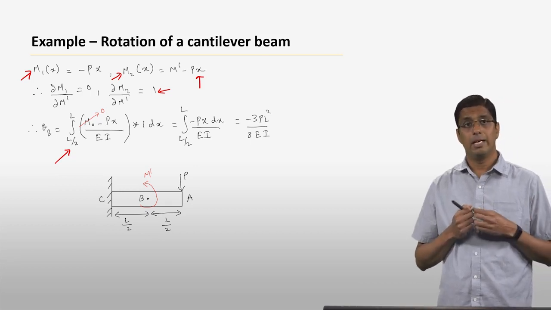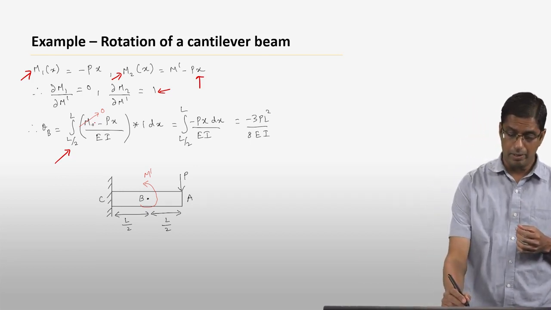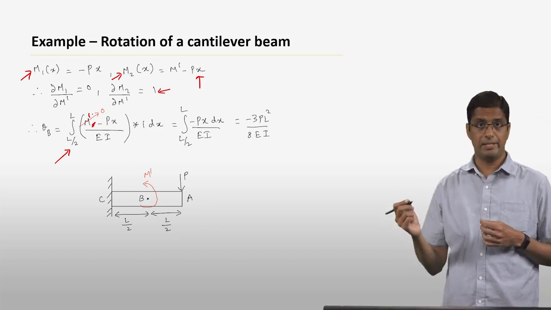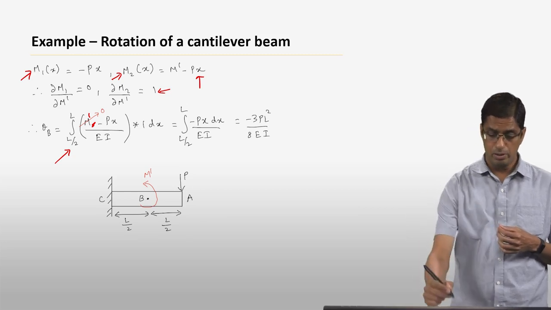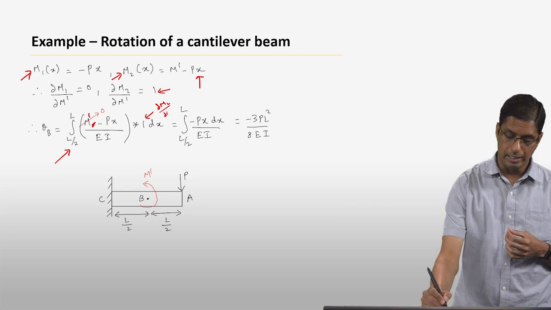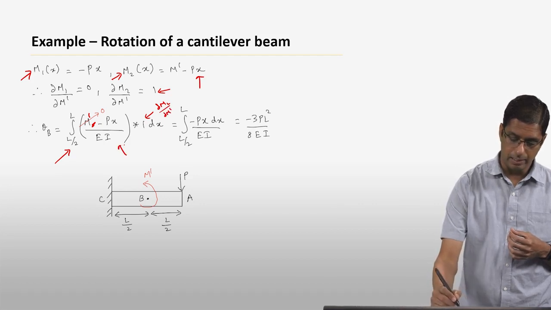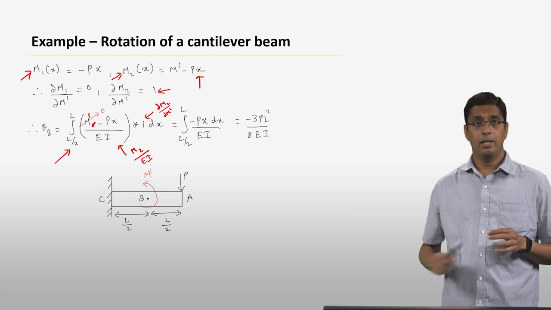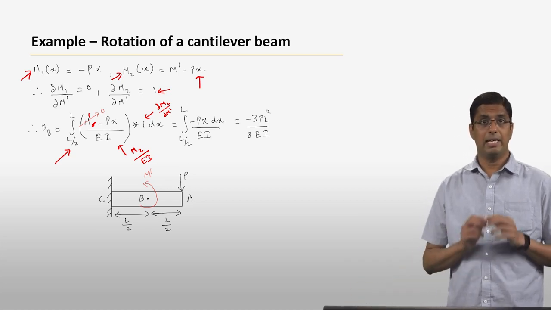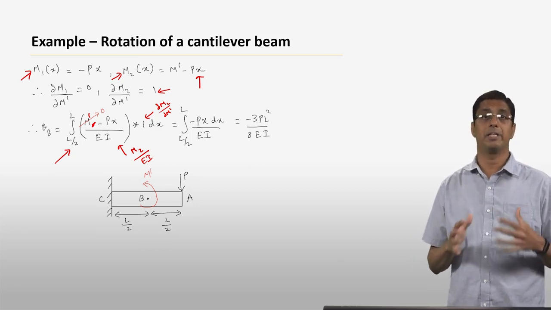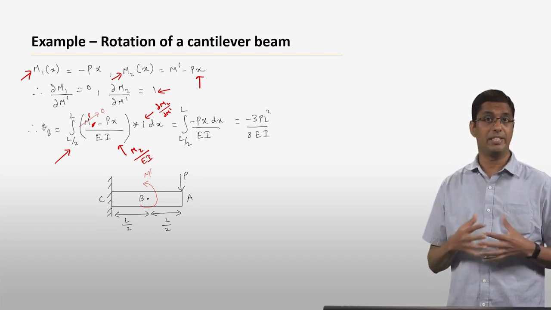Okay, now m2 is m naught, this is actually m prime minus px over ei times 1 dx. Okay, this is del m2 by del m prime, and this is nothing but m2 divided by ei. Okay, now at this point though, we can substitute that your m prime equal to 0 because m prime is an assumed moment or a dummy moment or a fictitious moment. So it doesn't really exist.